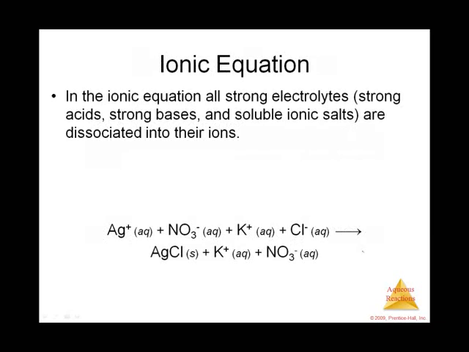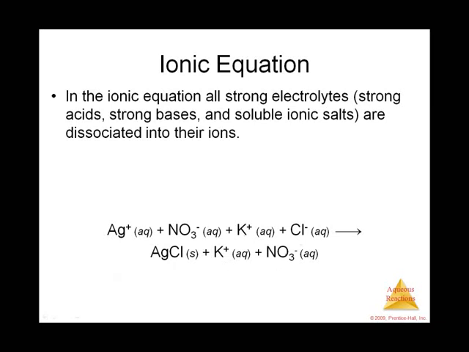Okay? In the complete ionic equation, all the strong electrolytes and soluble salts are dissociated. So this is where you need to know what's a strong electrolyte, and those are the only things that you show breaking apart. So the silver nitrate, because it's soluble, we're going to show the silver and the nitrate separate. For potassium chloride, we're going to show the potassium and the chloride separate. But in our products, because silver chloride is a precipitate, we don't show it as ions. We show the potassium and the nitrate.